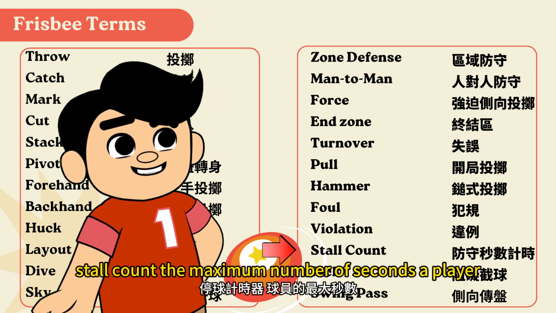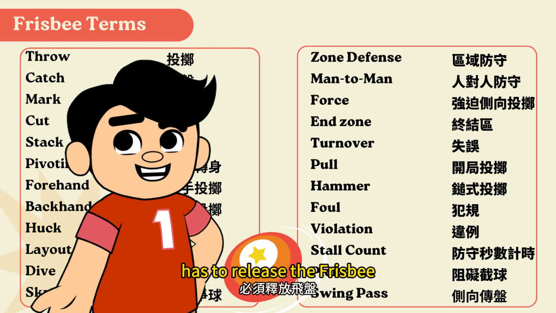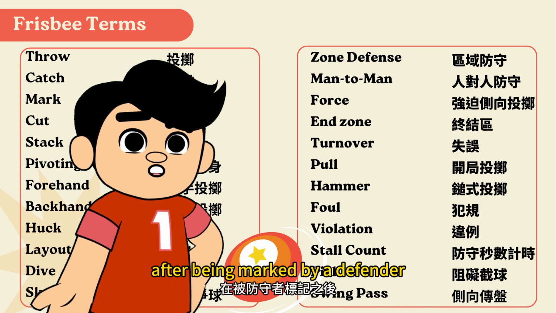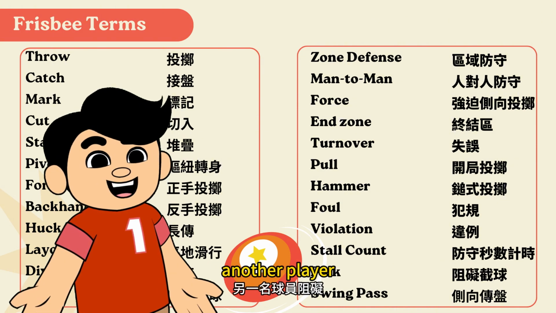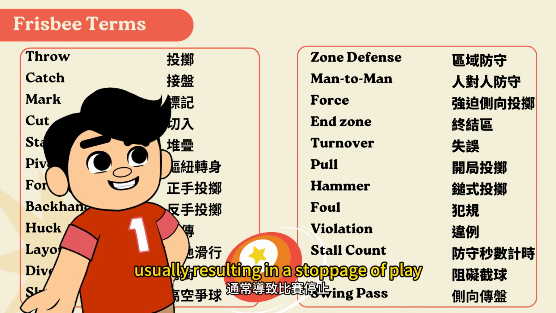Stall count: the maximum number of seconds a player has to release the Frisbee after being marked by a defender. Pick: a situation where a player's movement is obstructed by another player, usually resulting in a stoppage of play.